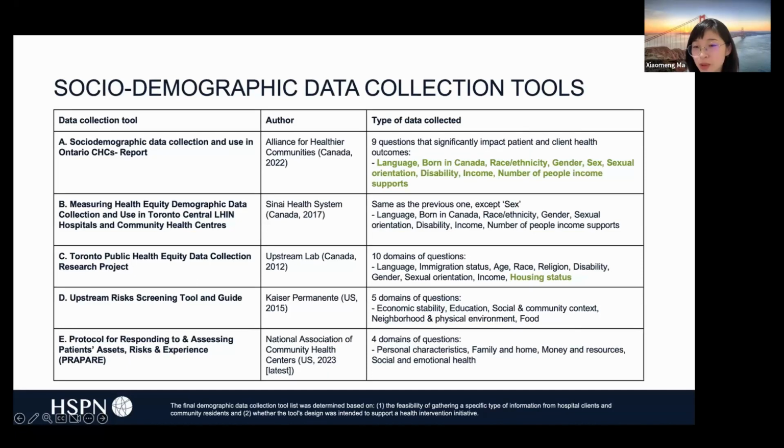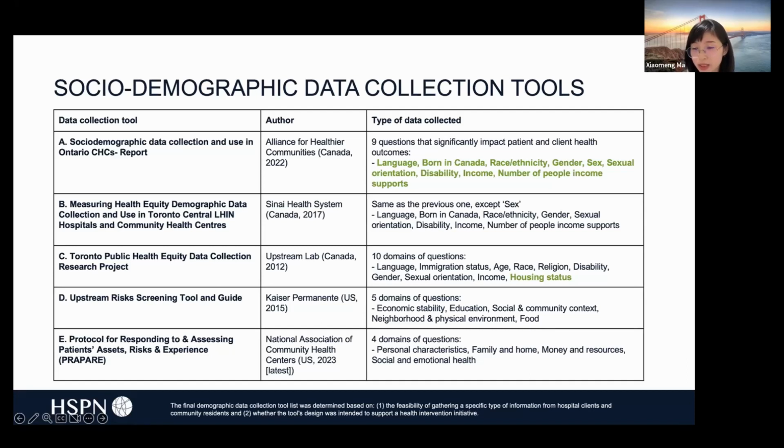So for social demographic data collection tools, we found 4 Canadian questionnaires and US-based questionnaires from our research. These social data collection tools were determined based on first, the feasibility of gathering information from responders, and second, whether these tools' design was intended to support health intervention work. The collection tools that were shared today have been empirically validated in real-world scenarios.